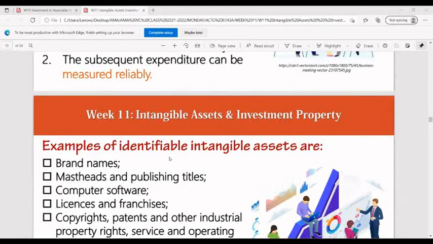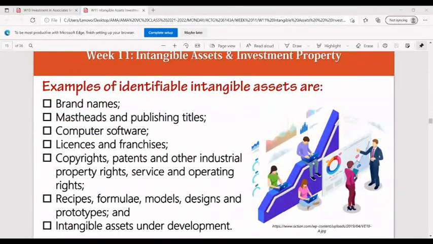For this class, examples of identifiable intangible assets are brand names, mastheads and publishing titles, computer software, licenses and franchises, copyrights, patents, and other industrial property rights, service and operating rights, recipes, formulae, models, designs, and prototypes, and intangible assets under development. So this class, as I mentioned already in advance, the brand names, you can see, di ba, kung minsan may mga imitations tayo, so hindi din yan pwede, class.